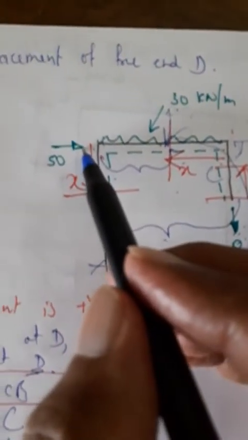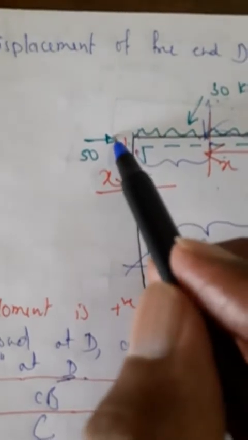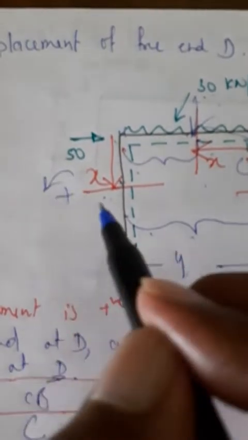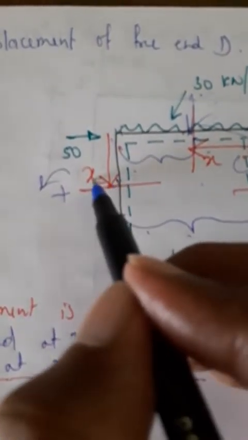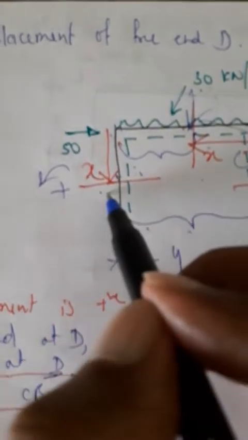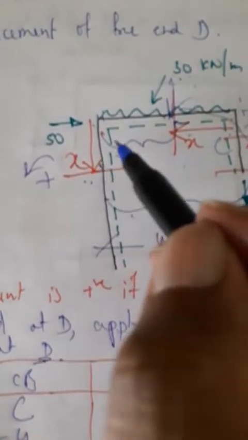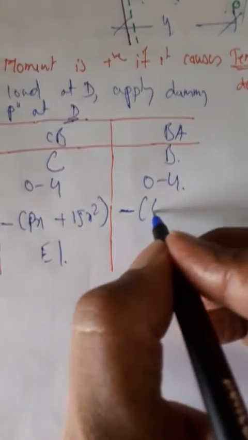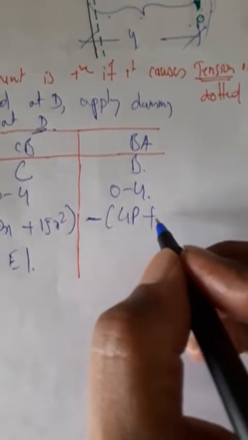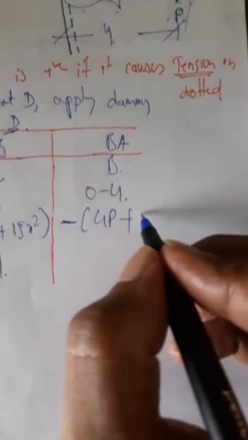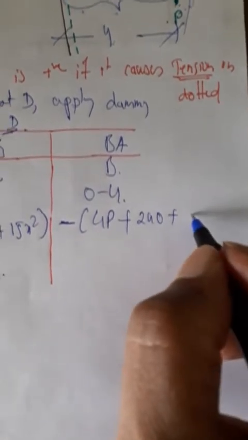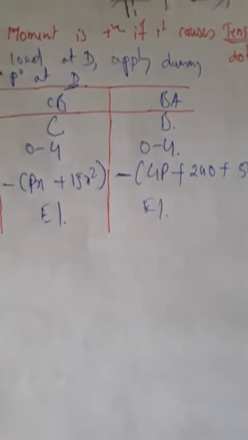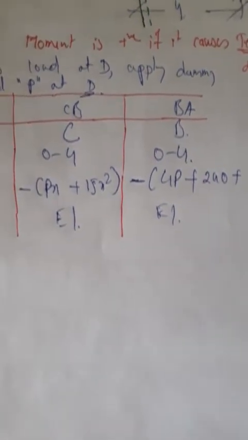Then this 50 kilonewton load is also acting. So load into perpendicular distance, 50 into X. Again, same sign convention: it causes tension on the top side and compression on the bottom, so minus 50 into X. Minus is common, so I am going to take that outside the bracket. Minus, because of the point load, 4 into P. Because of that UDL, 30 into 4 by 2. Solving that you get 240 plus 50X. EI is common as it is. Now I will substitute the values and start with the integration.